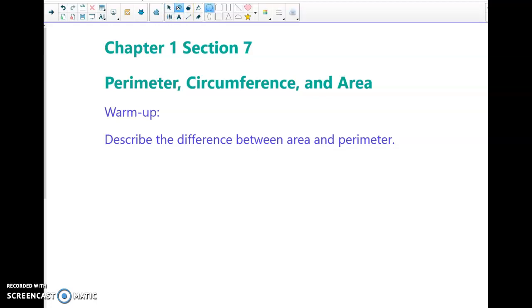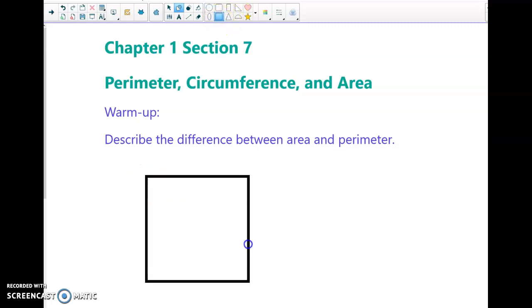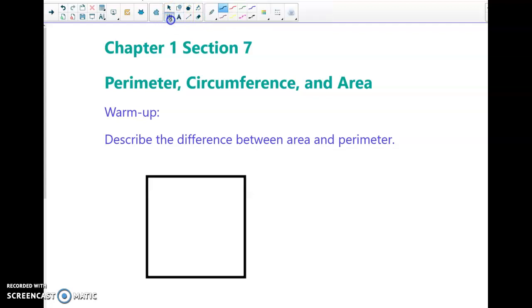Alright, the difference between area and perimeter. That is the perimeter, is the fencing, and the area would be the space in the middle. So if I were to shade all this in.